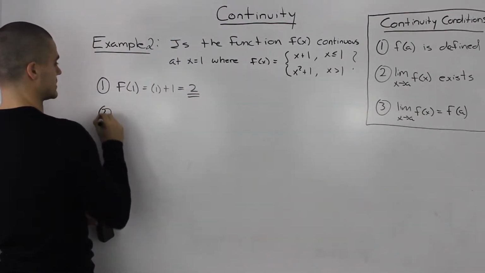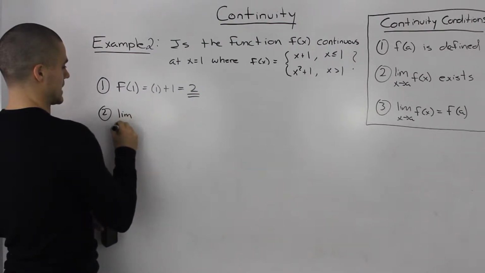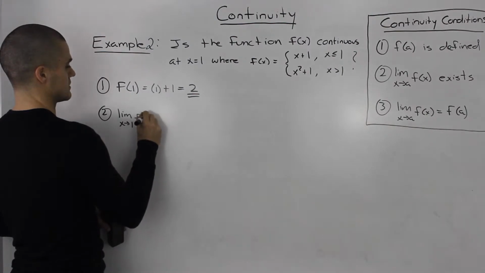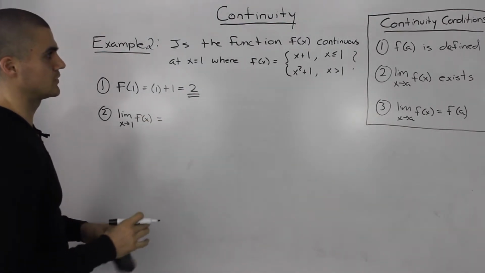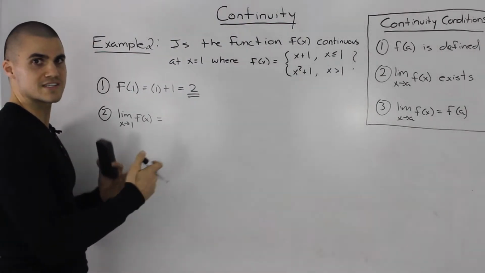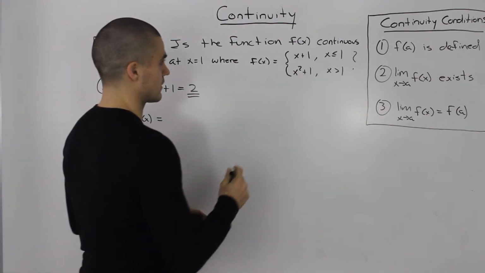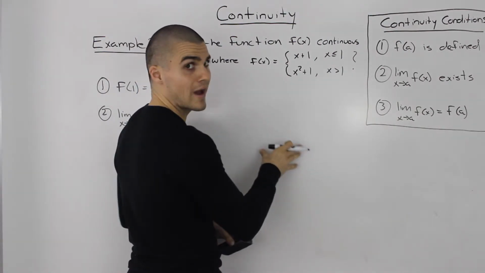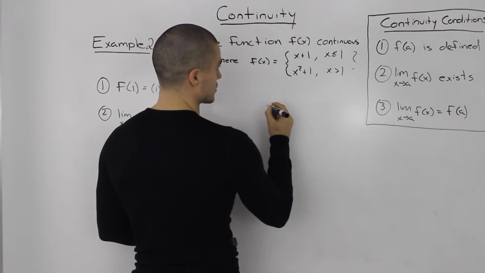Now, what's the second condition? We have to prove that the limit as x approaches 1 of f of x exists. And how would we do that? We have to prove that the limit approaches the same value from both sides. So on the side here, I'm going to make a table of values for this, and then I'm going to graph it so we can see whether the limit exists or not.